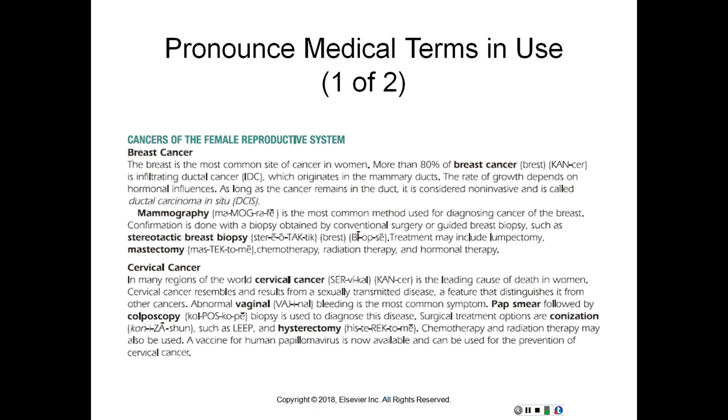In many regions of the world, cervical cancer is a leading cause of death in women. Cervical cancer resembles and results from a sexually transmitted disease, a feature that distinguishes it from other cancers. Abnormal vaginal bleeding is the most common symptom. Pap test followed by colposcopy biopsy is used to diagnose this disease. Surgical treatment options are conization, such as the LEEP, and hysterectomy. Chemotherapy and radiation therapy may also be used. A vaccine for human papillomavirus is now available and can be used for the prevention of cervical cancer.